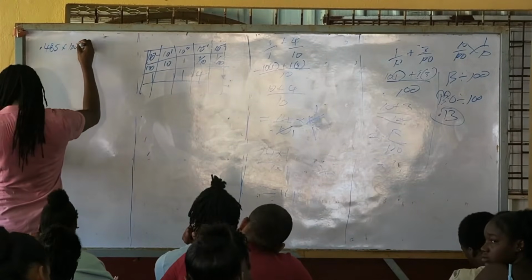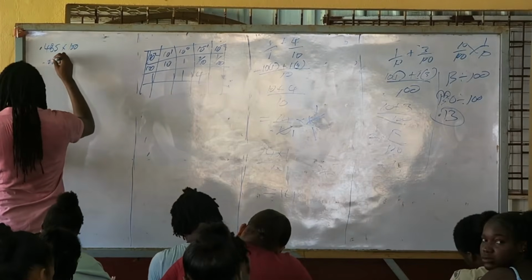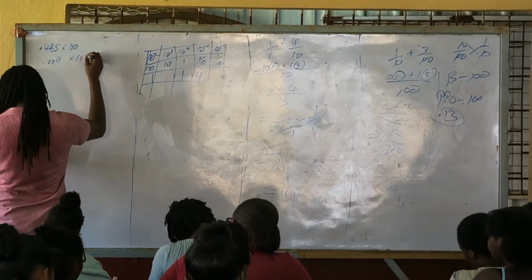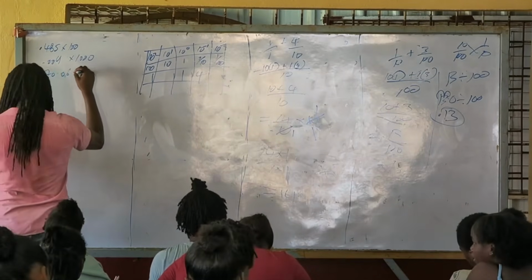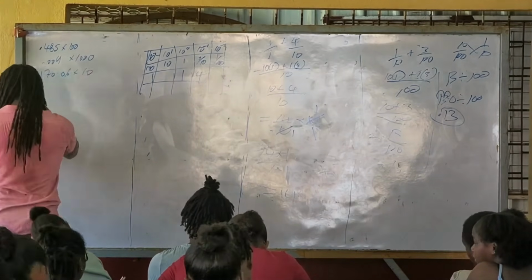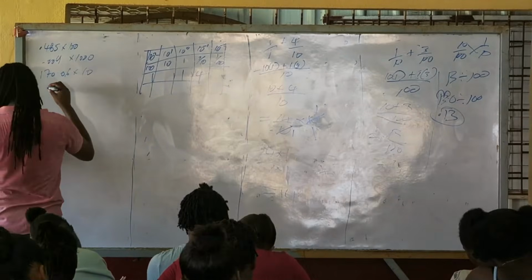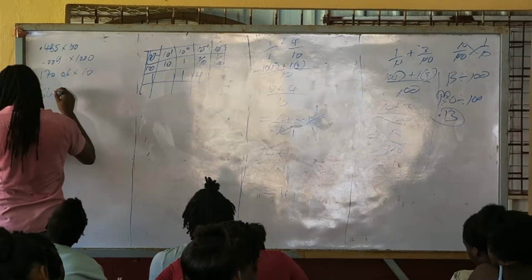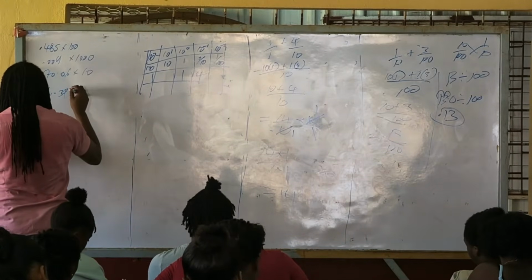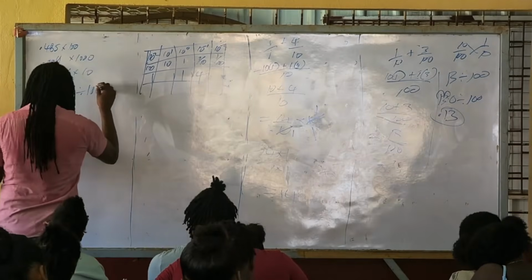0.485 times 100. 0.009 times 1,000. 170.06 times 10. 56.396 divided by 100. 3 minutes.